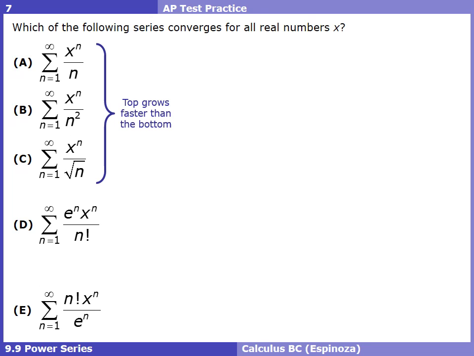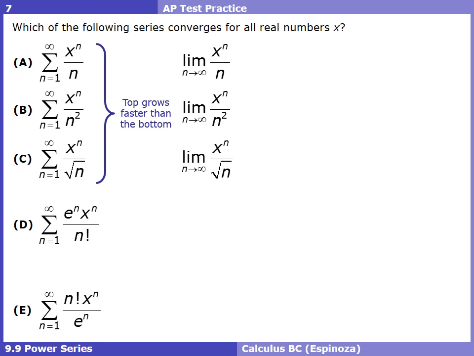And to think about that, pretend you plugged in an n value of 2. X squared as compared to the number 2 is of course much bigger. If you think about plugging in an n in choice B, you'd have maybe x squared over 4, which is again much bigger than the bottom. And same for choice C. If you just chose a random number for n and plugged it in, like a 2, you'd have x squared over the square root of 2, and of course the top is growing way faster than the bottom.